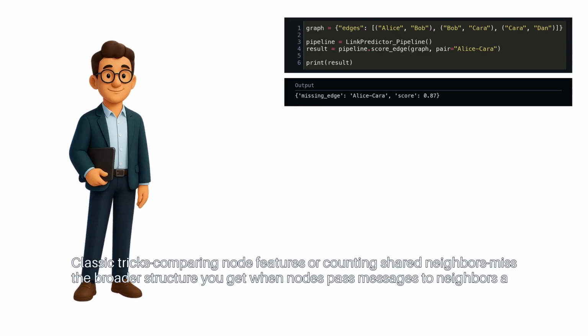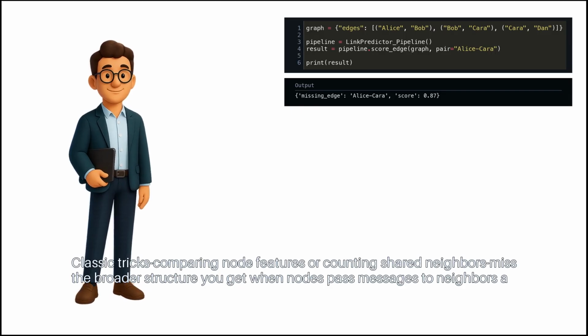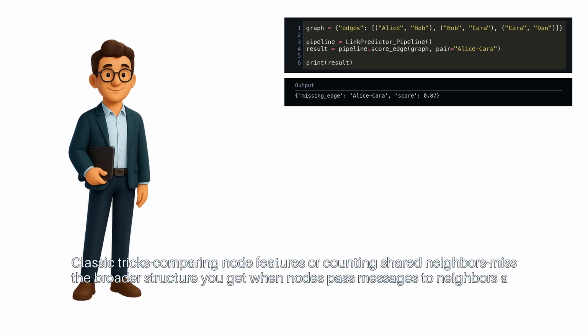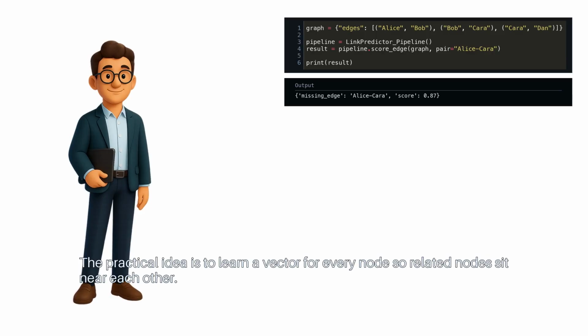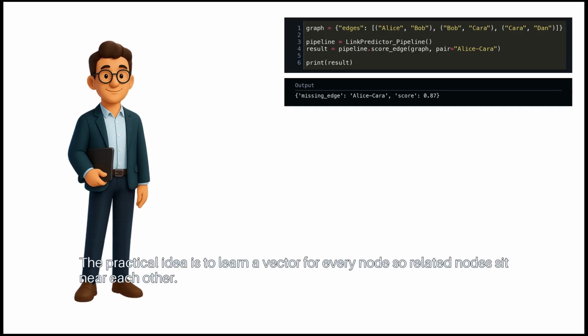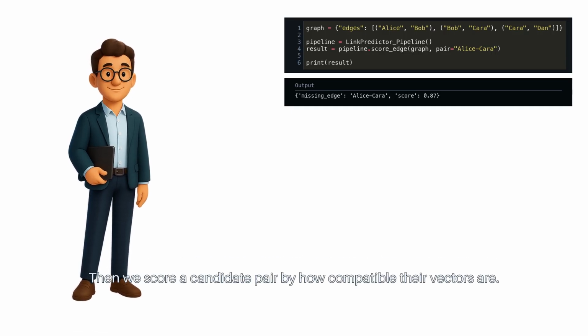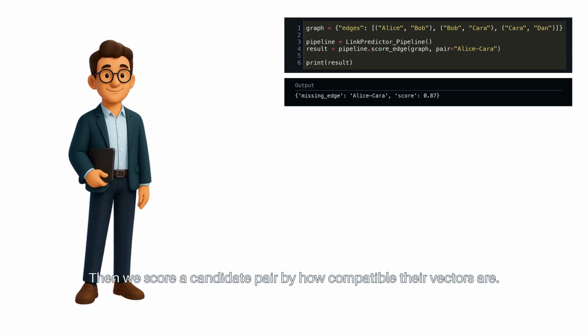Classic tricks comparing node features or counting shared neighbors miss the broader structure you get when nodes pass messages to neighbors a few times. The practical idea is to learn a vector for every node, so related nodes sit near each other. Then we score a candidate pair by how compatible their vectors are.